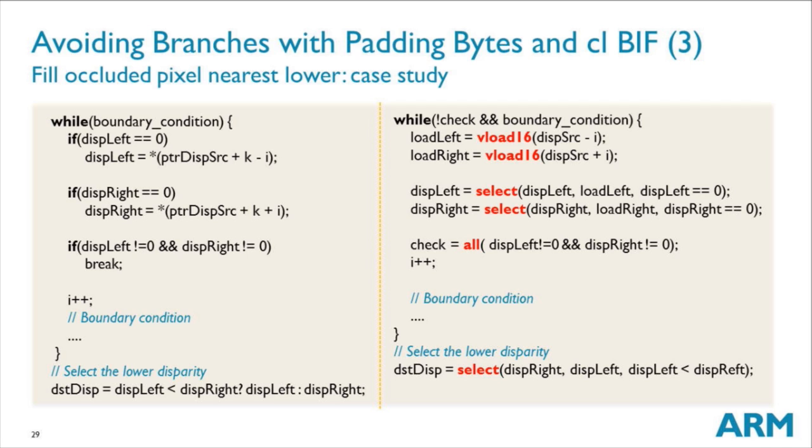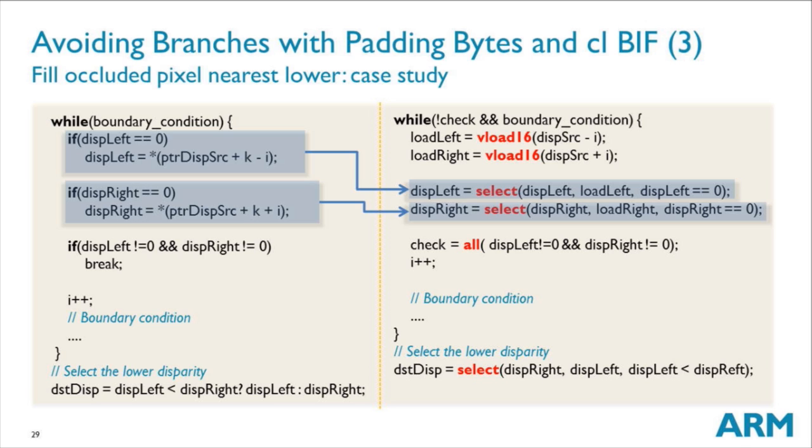Another approach is based on select and all built-in functions. But what is the big advantage of using select and all? The big advantage is not only related to the use of select instead of the if, because it makes the algorithm really vectorizable. So we can compute the disparity for 16 pixels at a time. So the big advantage of using CL built-in functions is also related to the possibility to vectorize our problem, as we can see in this case.